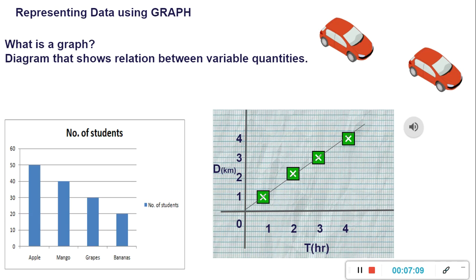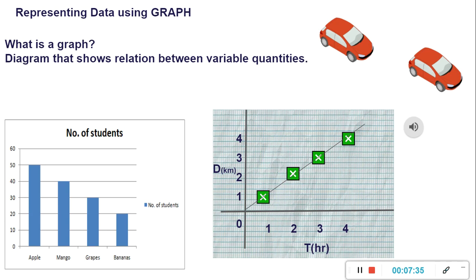When we join all these points together, what do you get? You get a straight line, right? So this straight line basically describes the motion of the car. That means it tells you how the car is moving. That means the car is moving with a uniform speed. It is moving at the same speed, isn't it? That is, every 1 hour it is covering 1 kilometer.